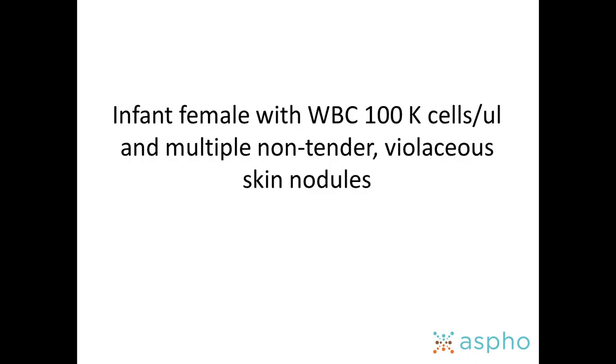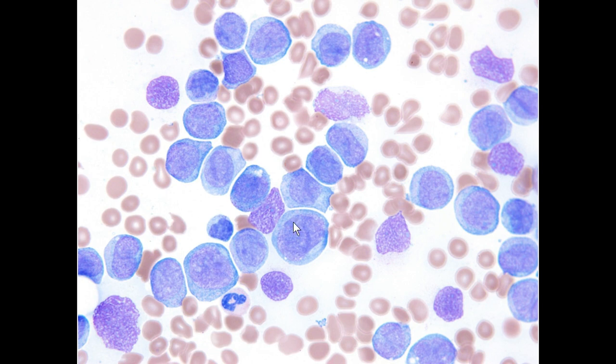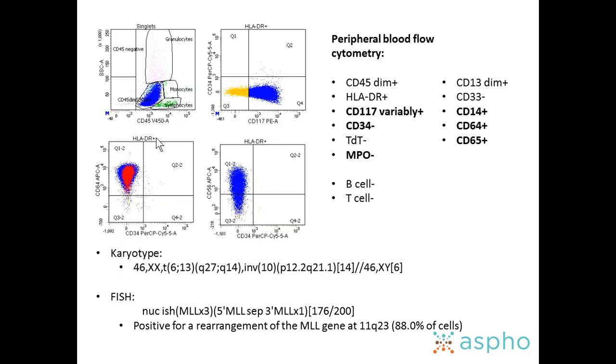Here's another infant female with a white count of 100,000 and multiple non-tender violaceous skin nodules. These cells are larger, the chromatin is more immature, the nucleoli are more prominent, there's ample cytoplasm but no Auer rods. Sometimes you see cells that remind you more of monocytes or immature monocytes, such as these two cells here. These cells are all blasts, and they co-express the monocytic marker CD64.